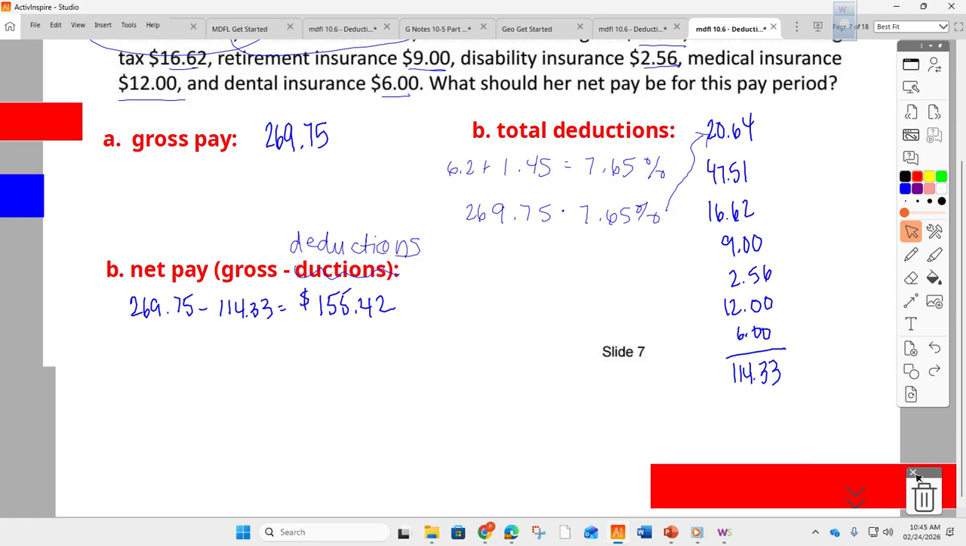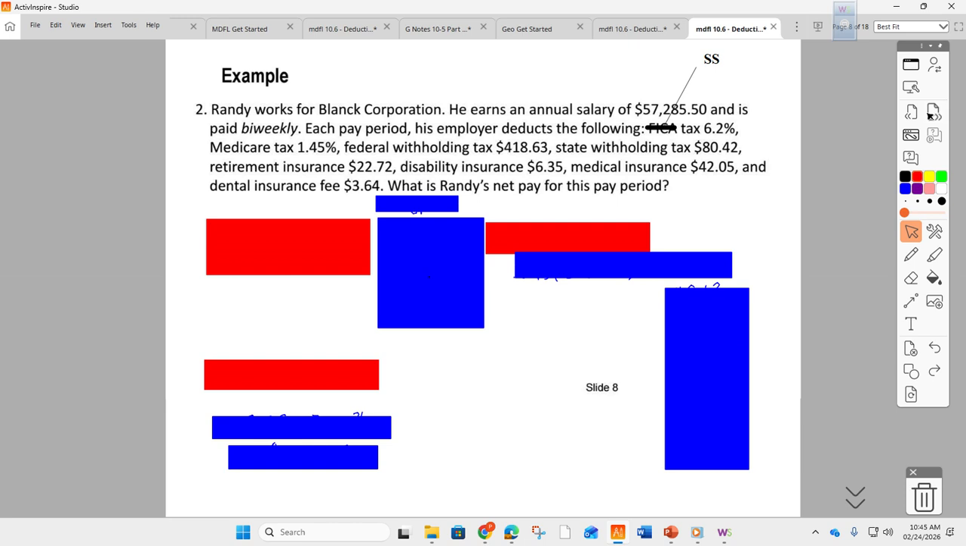Right, the next example, we're also going to cross out FICA and write Social Security, or SS, to abbreviate Social Security. So the Social Security tax and the Medicare tax are always the same percent for the same year, same tax year. I don't know what they are right now. They may still be that same amount.